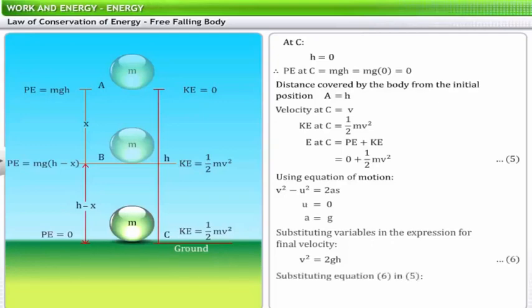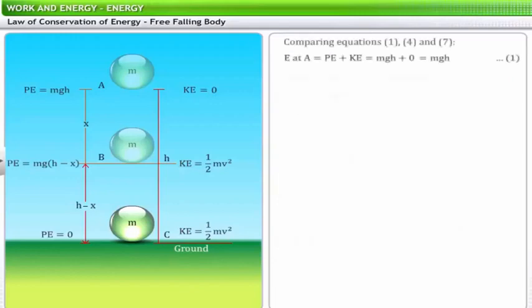Substituting equation 6 in equation 5 and simplifying, you get the total energy at C equals mgh. Thus, the total energy at C is again equal to the total energy at A. Let this denote equation 7.